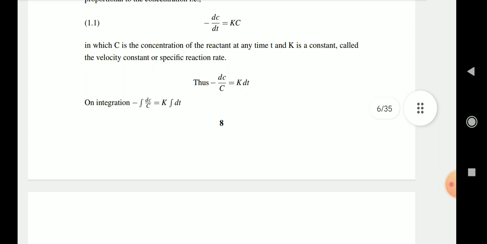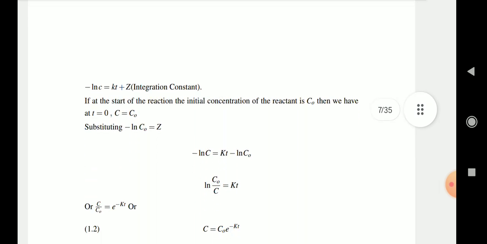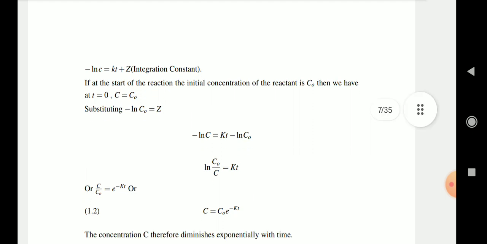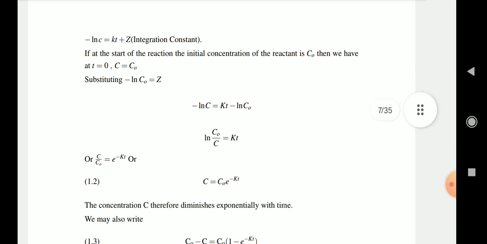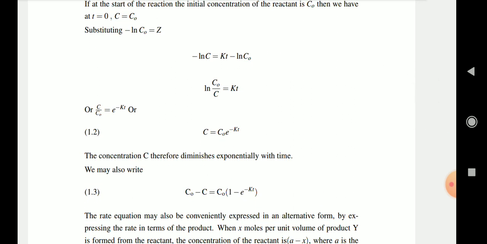On integration, ∫dc/c is equal to k ∫dt. ln c equal to minus kt plus z, the integration constant. If at the start of the reaction the initial concentration of the reactant is c0, then we have t equal to 0 and c equal to c0. Substituting, z is equal to ln c0, so ln c0/c is equal to kt, or c equal to c0 e to the power minus kt. The concentration c therefore diminishes exponentially with time.